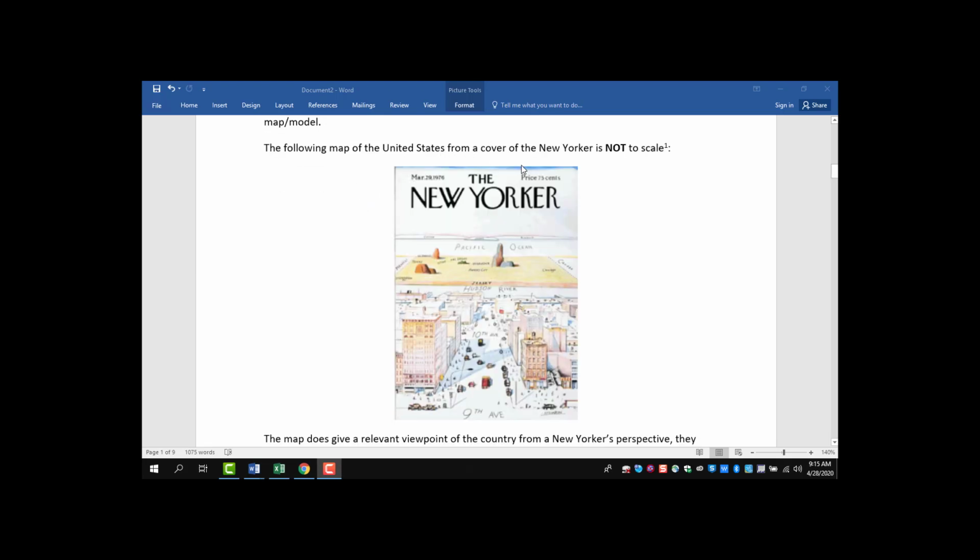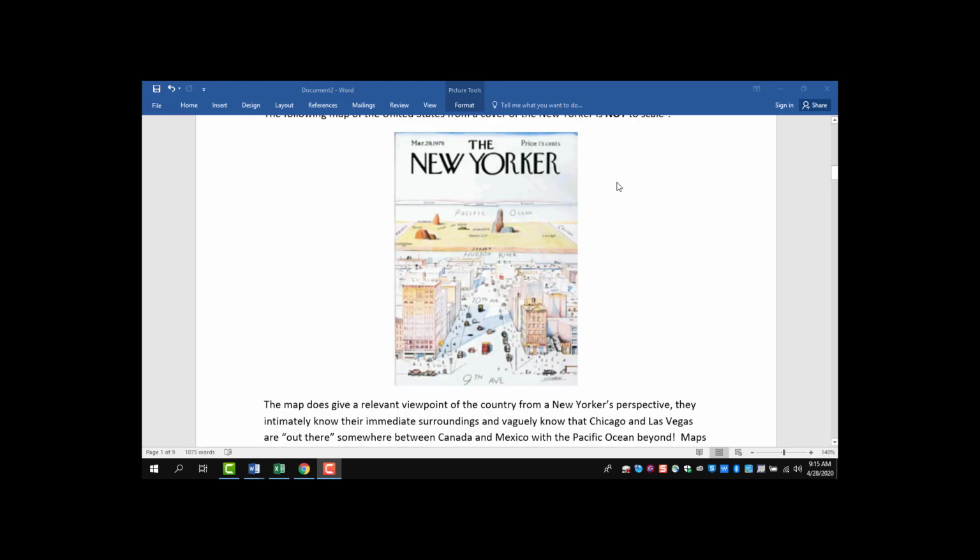The following map of the United States from a cover of the New Yorker is not to scale. That's not a scaled map. The map gives a relevant viewpoint of the country from a New Yorker's perspective. They know their immediate surroundings and vaguely know Chicago and Las Vegas are out there somewhere, Canada and Mexico and the Pacific coast beyond. So this is certainly not to scale, but it's a New Yorker's perspective.